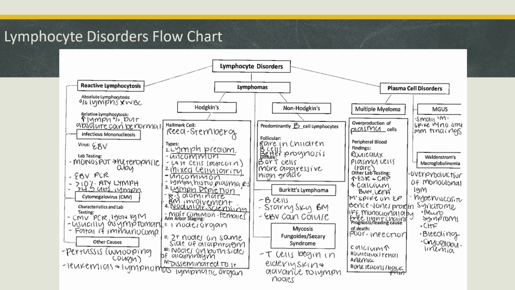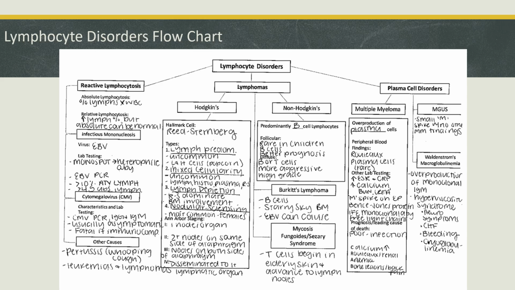Characteristics and lab testing for cytomegalovirus, which is our next type of lymphocytosis. Usually CMV by PCR. We might also do immunoglobulin IgG and IgM. For the most part, cytomegalovirus is widespread. Most people have been exposed to it at some point in their life, and it's usually asymptomatic. However, in people who are immunosuppressed or immunocompromised, such as chemotherapy patients, the elderly, very small newborn babies, it can be fatal for them.